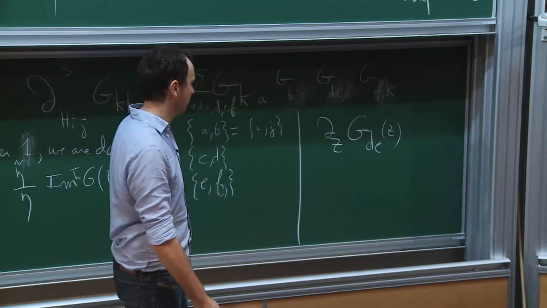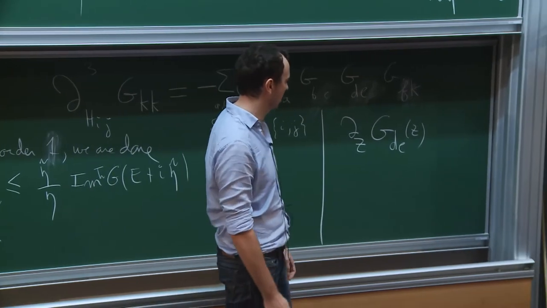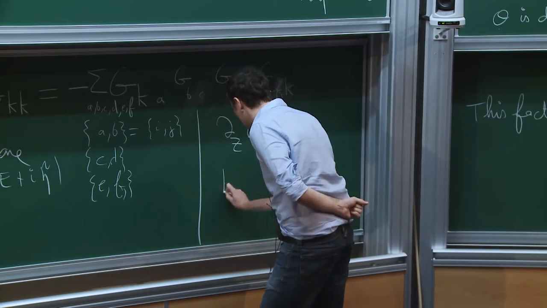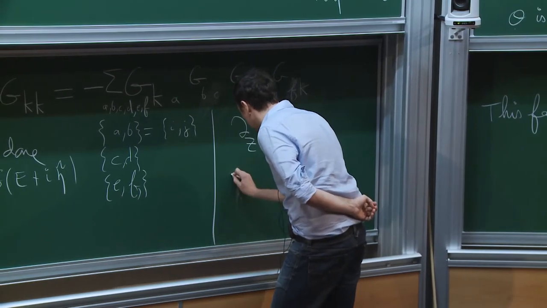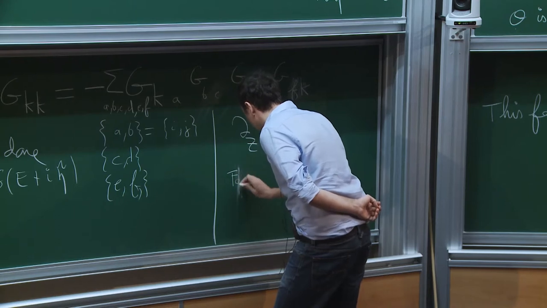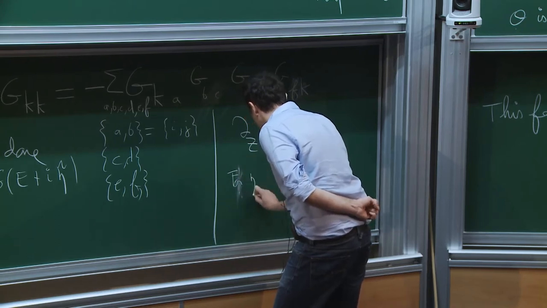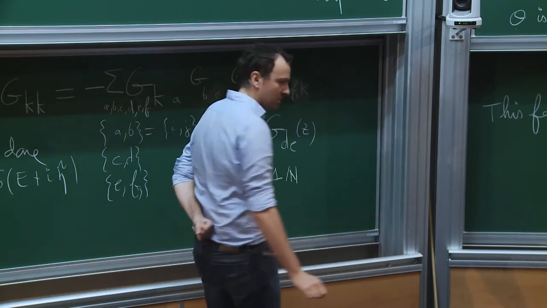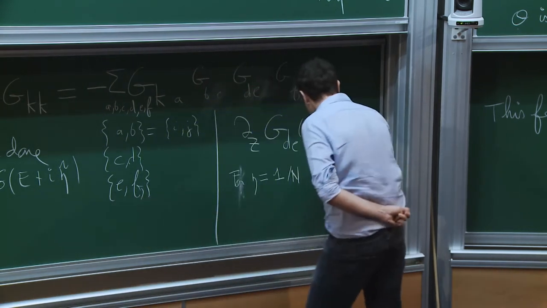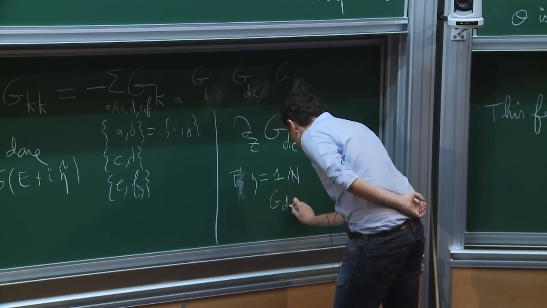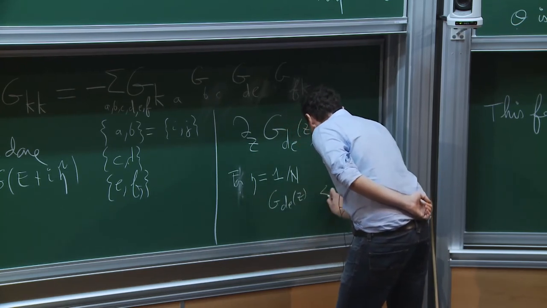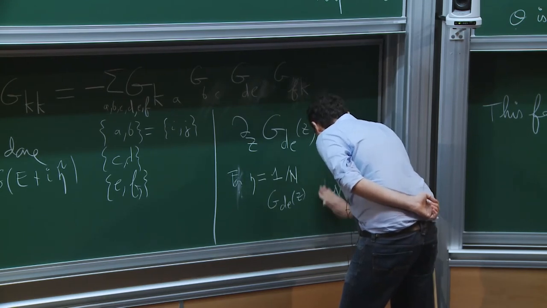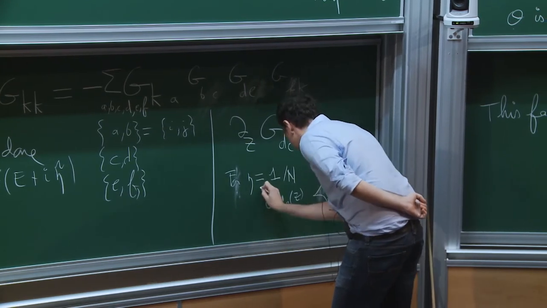So the actual size of these G's is small enough, or is it just an average? So each G, what you can prove is that for eta equal 1 over n, my microscopic scale, each one, G_{de}(z), you will be able to prove it's of order n to the 10 epsilon. And this holds with overwhelming probability.